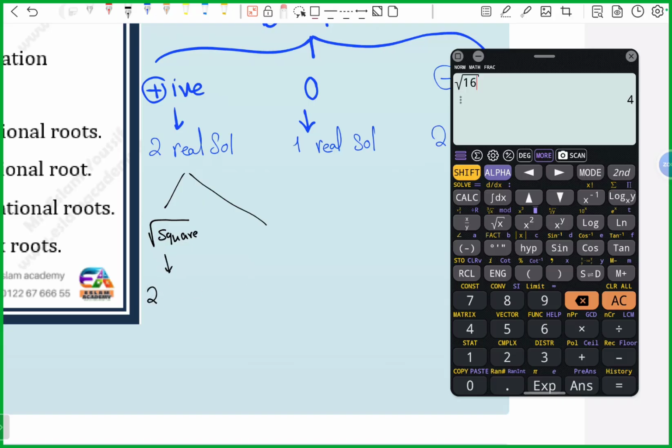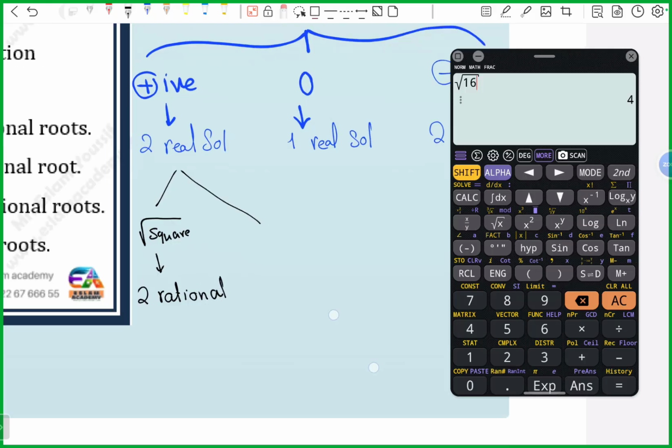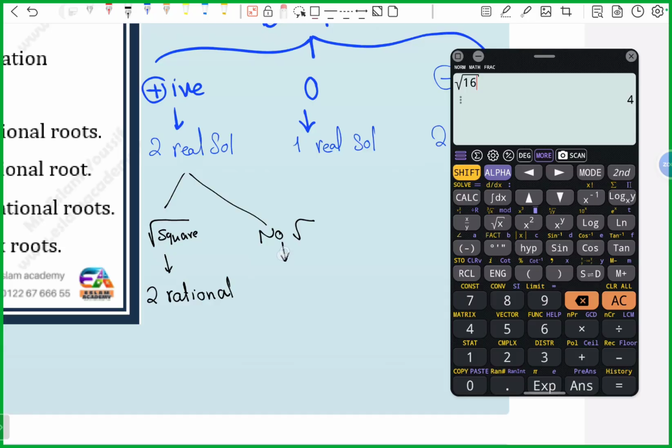You remember the real numbers are rational and irrational. Rational, the number that you can find its square root, or the number that you can write as a fraction. The irrational, the number that you can't find its square root. So we have two rational solutions. But if there is no square root, suppose the answer that you get for the discriminant is 17. Can we find the square root of 17? No. So it will be two irrational solutions. You understand that part?